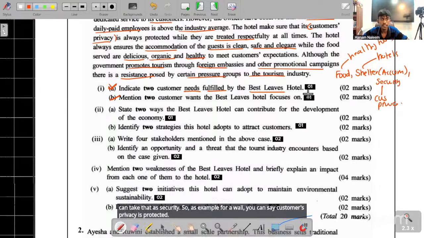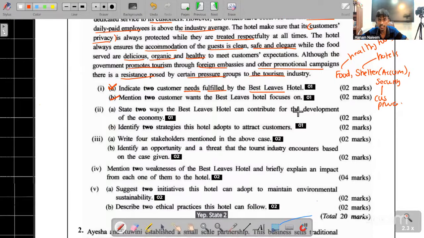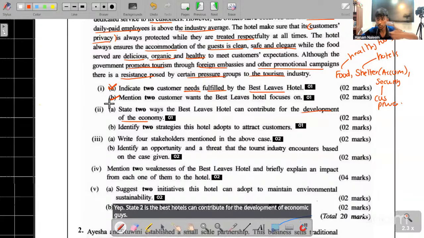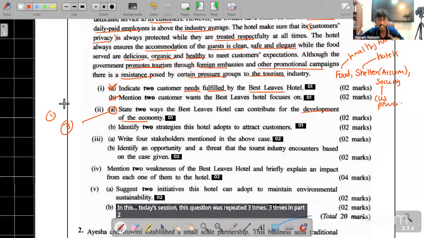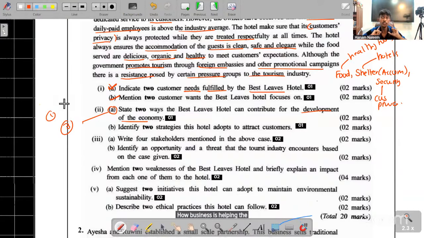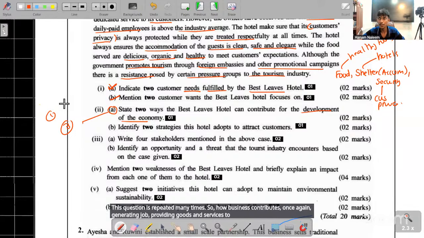Okay. State two ways Best Leaves Hotel can contribute to the development of the economy. Guys, in today's session, this question was repeated 3 times in part 2 and 1 time in part 1. How business is helping the economy. So you can make a note. This question is repeated many times. So how does business contribute once again? Generating jobs, providing goods and services to increase the GDP. Increasing the living standard, paying taxes, same stuff.